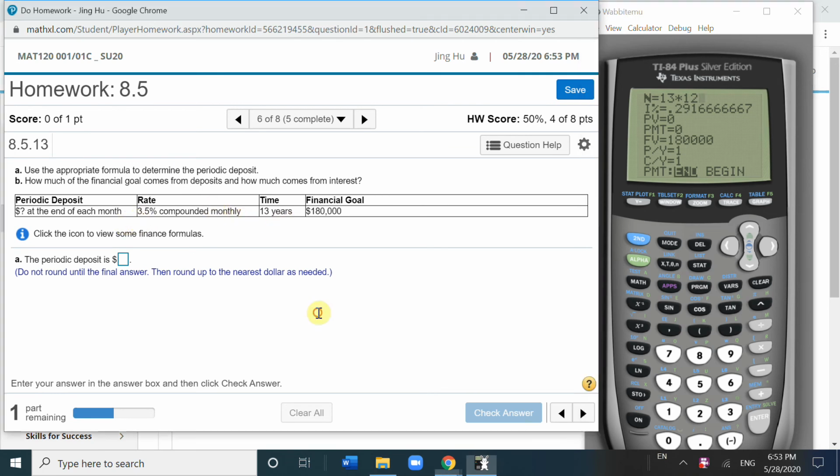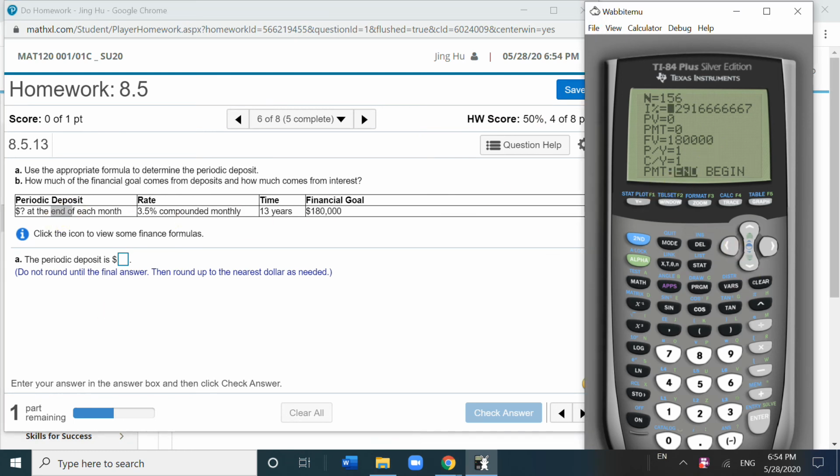So the keyword monthly, 15 years. So 13 needs times 12. And the 3.5 needs to be divided by 12 because monthly, the keyword. And the future value is 180,000. Also it is the end of each month, so you choose END. Then we go to payment, cover the zero, alpha, enter.